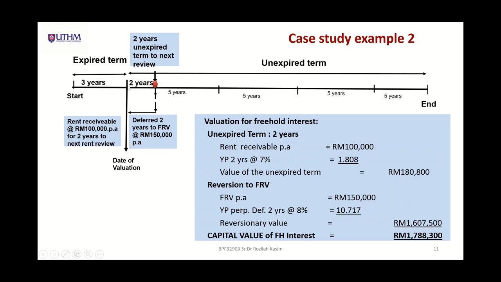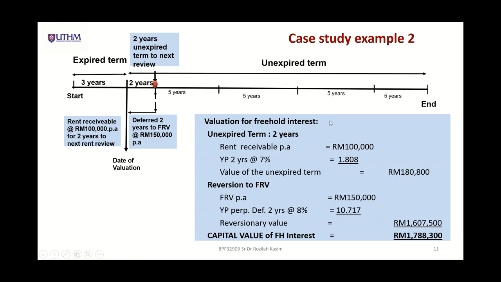So at the date of valuation, we find out that the expired term of the lease is 3 years, and then we still have 2 years unexpired term to the next review. For the next review, which is another 2 years' time, the rent at this point is 150,000. The agreed rent that they received three years ago is 100,000. But this 100,000 will be received by the landlord for the next 2 years.